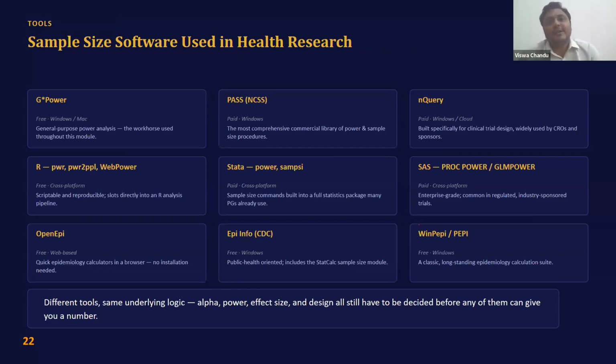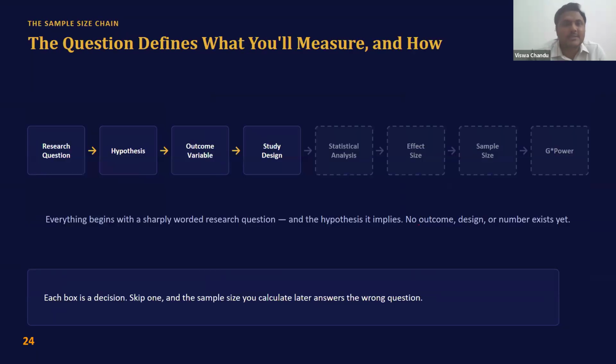So coming to the software, there are so many softwares. G*Power is there. PASS, which is more technically useful in a lot of AI multi-rater, multi-agreement studies. We are using PASS nowadays. nQuery, SAS, EpiInfo, Stata, R, OpenEpi, so many things are there. But I feel G*Power is one of the most intuitive, easily used softwares.